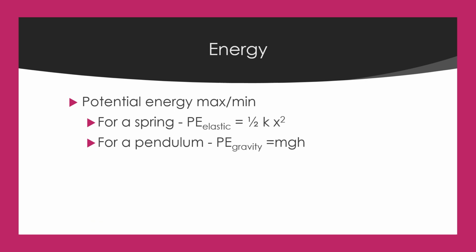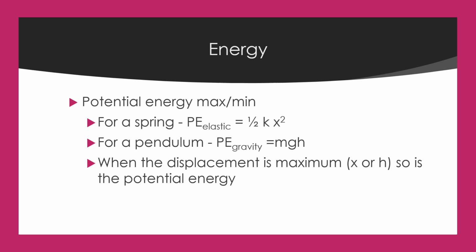For a pendulum, again, think about a swing on a swing set. This one's straightforward. It's just gravity, right? So your potential energy is mgh. Let's talk about max and min. When the displacement is maximum, like when you're furthest from that equilibrium point, so if you're swinging on a swing, when you're the highest up you can possibly be, the displacement is at its maximum. h if it's a pendulum, x if it's a spring. So is the potential energy.